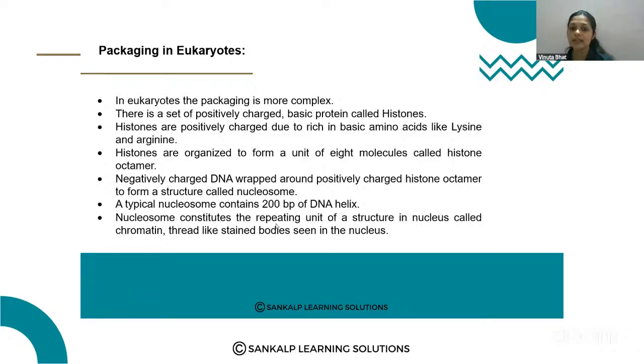The nucleosome constitutes the repeating unit of structure in the nucleus called chromatin, the thread-like stained body seen in the nucleus. Just imagine this is the nucleosome. These are the nucleosomes. Just imagine this is the DNA. Here the DNA helix is formed like this, and again around this protein, again around this. Like this, the DNA is wrapped around the histone proteins, and totally it is called a chromatin.